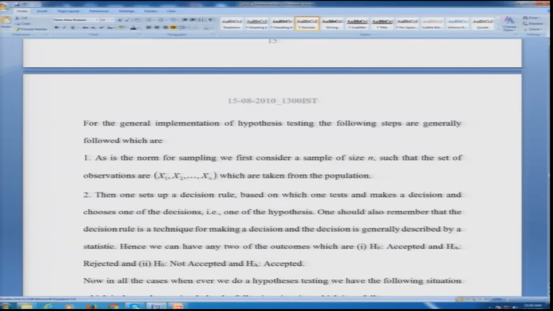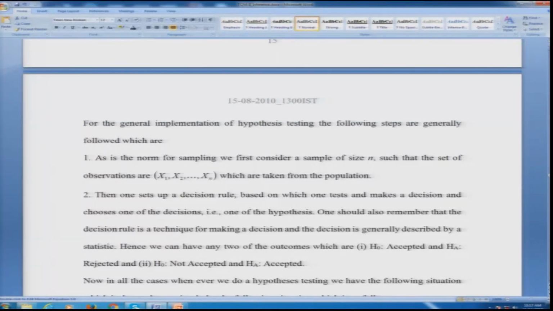Just understand the steps without going into the actual theoretical concept, based on which one tests and makes a decision and chooses one of the decisions, that is, one of the hypotheses. One should also remember that the decision rule is a technique for making a decision, and the decision is generally described by a statistic. A statistic is basically the corresponding characteristic which I am getting from the sample.